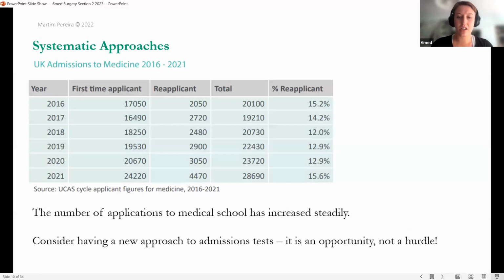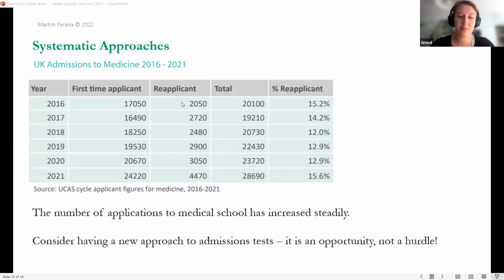I think I showed the same slide last week, but essentially this is just showing that applications for medical schools are rising. This year isn't included, but I believe next year there should be a rise in places. So that's something to keep in mind as well. But essentially, over the last however many years, applications have been rising, places haven't really.